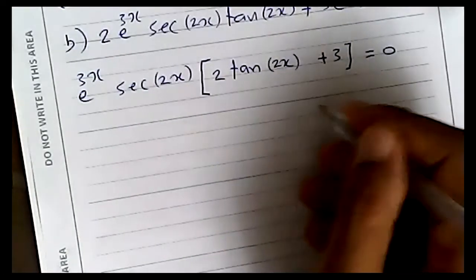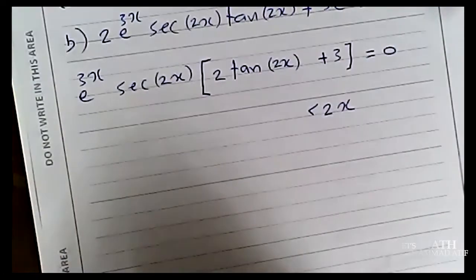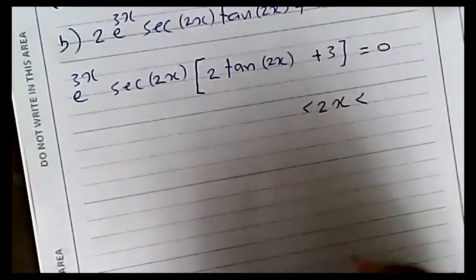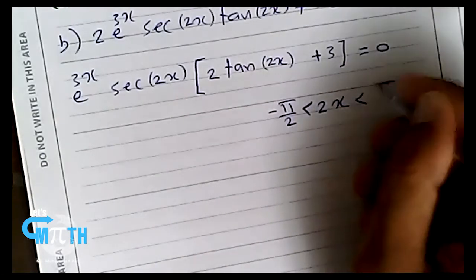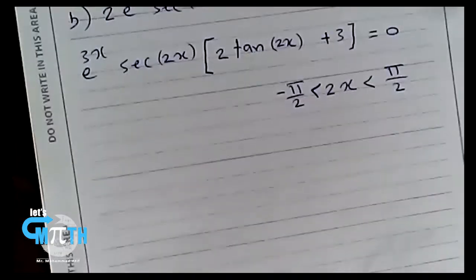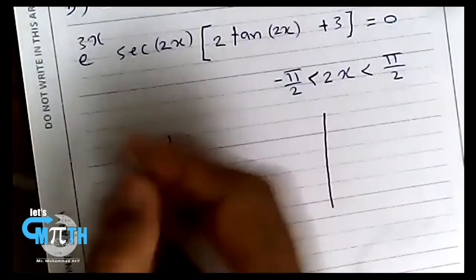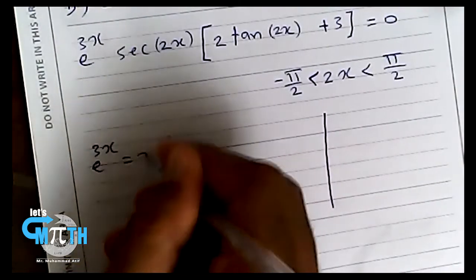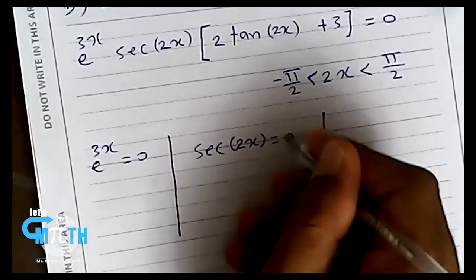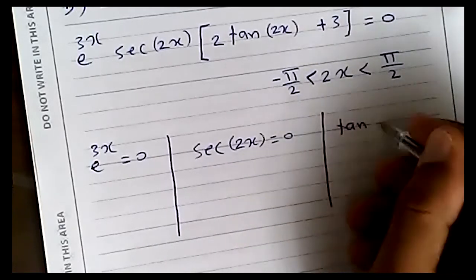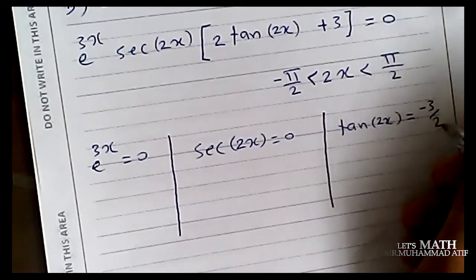Before we have the parts, as I told you, we'll modify the range. Instead of x, I'll make it 2x. It was negative pi over 4, now it will be negative pi over 2 and positive pi over 2. This is the new range of the angle. Now we have 3 possibilities. The first part may be equal to 0, e power 3x equals 0. The second part, sec 2x equals 0. The third part, tan of 2x will be equal to negative 3 over 2.